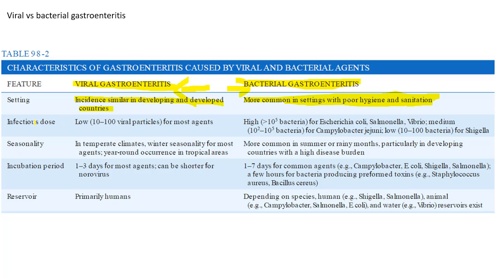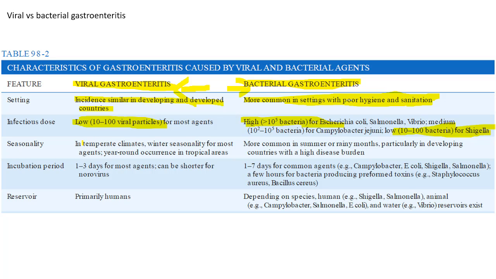Now the infectious dose, we said that it is quite low. For example, with noroviruses, only 18 viral particles can cause infection, which means it is quite an infectious agent. While in the case of bacterial gastroenteritis, it depends on the bacteria. In certain cases, you need a high inoculum to cause disease, for example, more than 100,000 E. coli. While in the case of Shigella, you only need 10 bacteria to cause the disease.